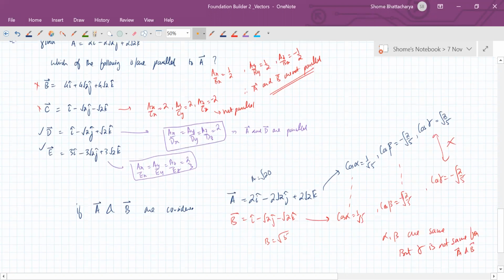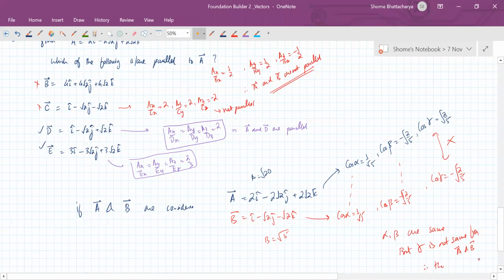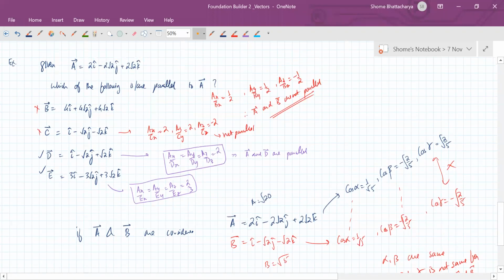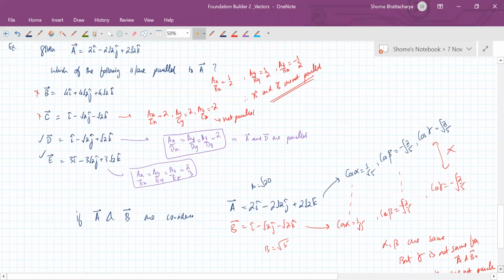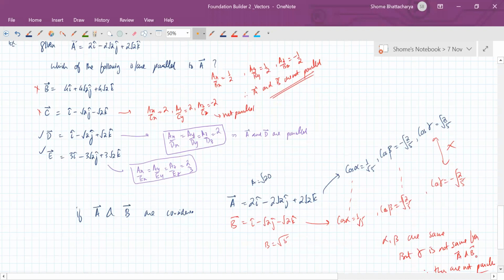But for example, if you check A and D or A and E, all the three direction cosines are going to come same. Cos alpha will be same for A and D, cos beta will be same for A and D, and cos gamma will be same. That means both the vectors A and D are making the same angles alpha, beta, and gamma with respect to the x, y, and z axes and are actually parallel.